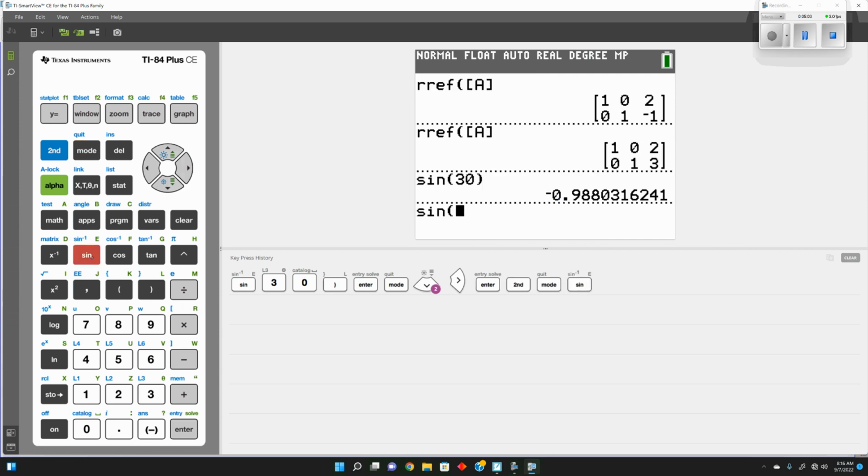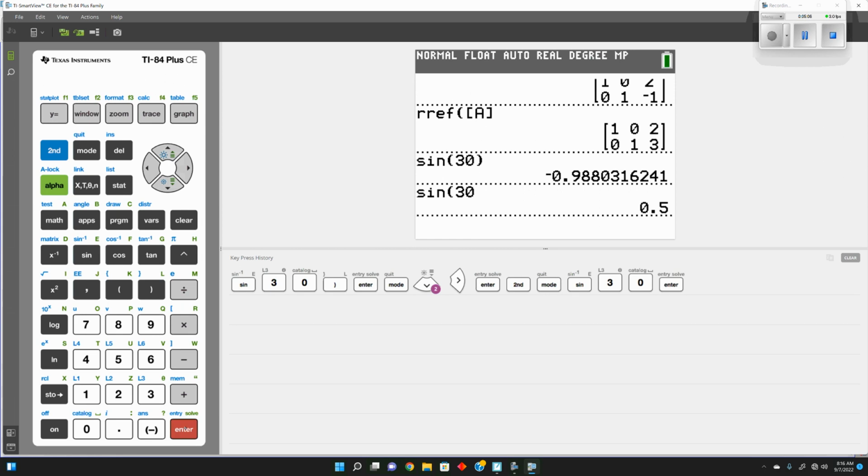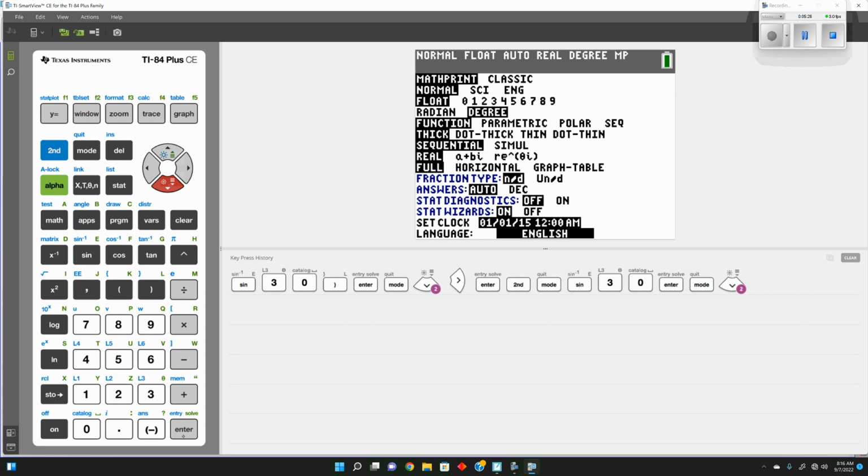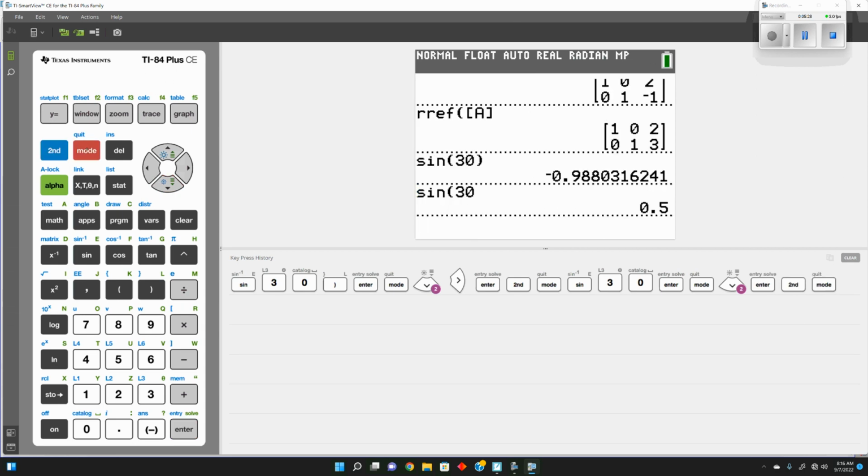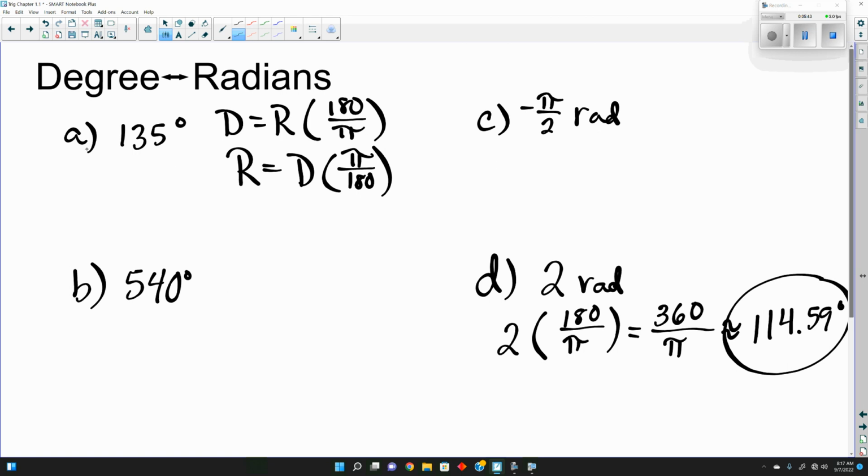Now I can do sine of 30, which is a half. So it gives us a completely different answer. Because for 30 degrees, it would be pi over 6 for us to get the same answer in radians. So making sure that the calculator is in the correct mode when plugging these in, especially when we start dealing with sine, cosine, tangent, cosecant, secant, and cotangent, it's going to be helpful to have the calculator knowing the correct angle that we're plugging in.